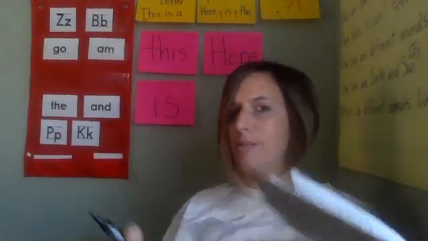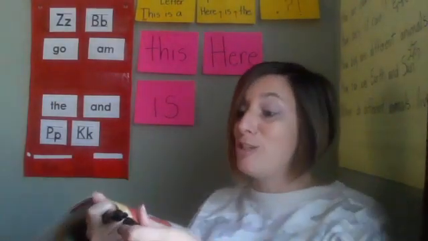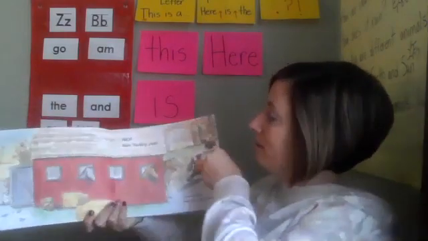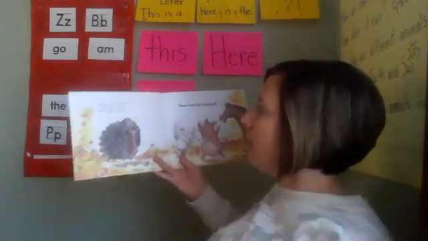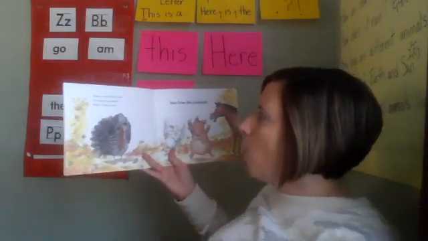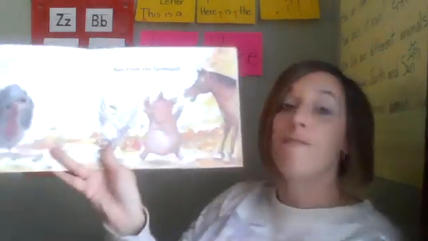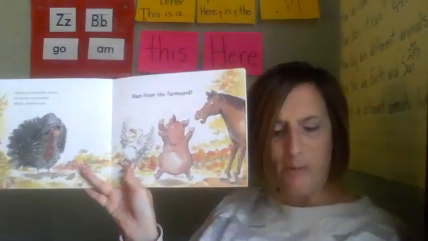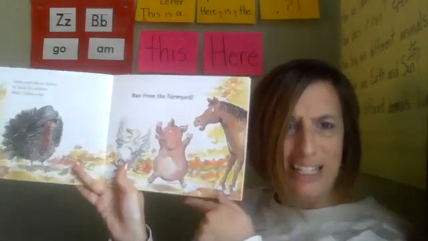All right, so far this farmer has not caught the turkey. My prediction is correct. I think the farmer is trying to catch him for Thanksgiving dinner. Let's see. Turkey can't fool the farmer. He knows his animals. What's turkey to do? Run from the farmyard. I wonder if the setting is about to change, if they're telling him to leave the farm.